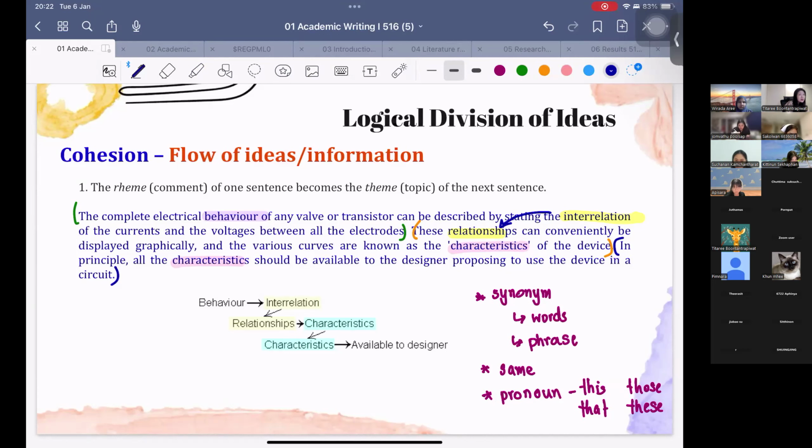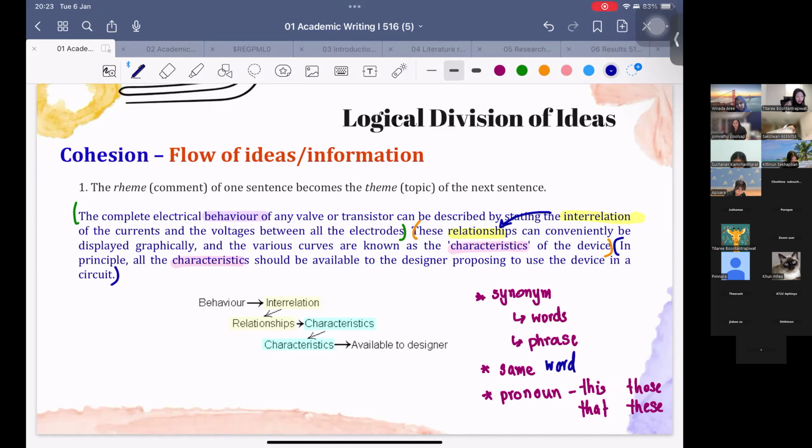So use synonyms, which can be a new word or phrase. A phrase is a group of words that presents the same meaning. The same word.